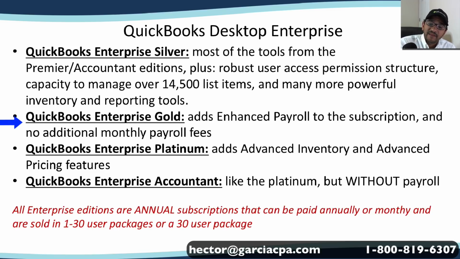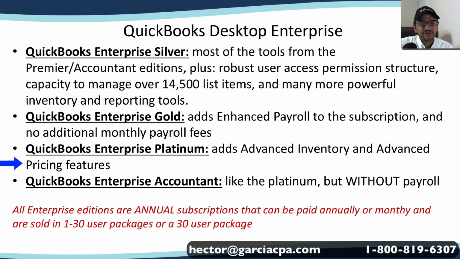Now, the Platinum edition, which is the highest version of QuickBooks Enterprise, adds two major feature sets. One is called Advanced Pricing, and the other one is called Advanced Inventory. I would put links in the description below to videos where I explain those. I need a whole hour to explain what those things are. But if you're a company that manages inventory and you need to track multiple inventory sites, barcodes, lot number, serial number tracking, those sort of things, you probably want to go and look into that Platinum edition.